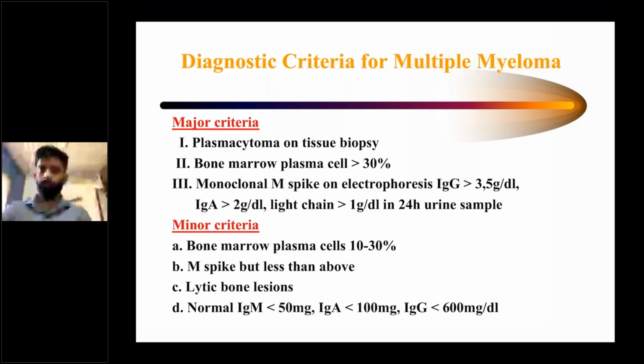In simple terms, just consider that if you have bone marrow plasma cells greater than 30%, a monoclonal M spike on electrophoresis, and lytic bone lesions, you can consider this as multiple myeloma. So just making it easier.